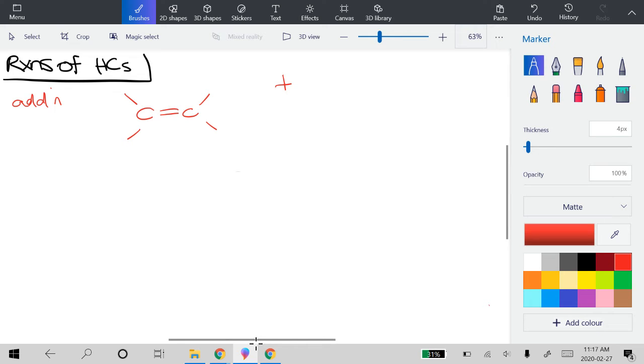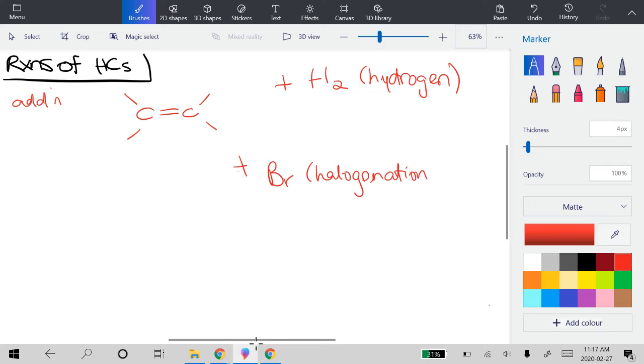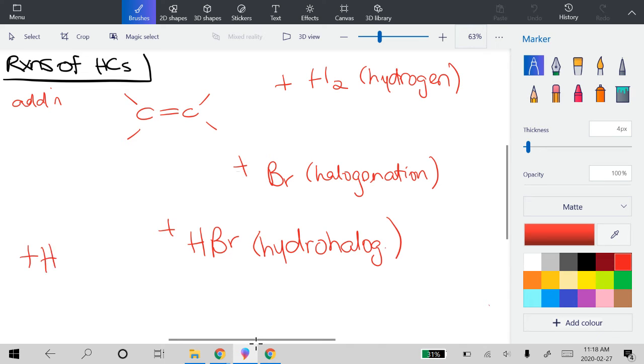So you could add H2 across that double bond. That's your hydrogenation. You could add Br2, like a halogen, that's your halogenation. You could add an H and a Br, HCl, HI, like all of the halogens could be with an H there, and that'd be your hydrohalogenation. Finally, you could add water, and that would be your hydration.